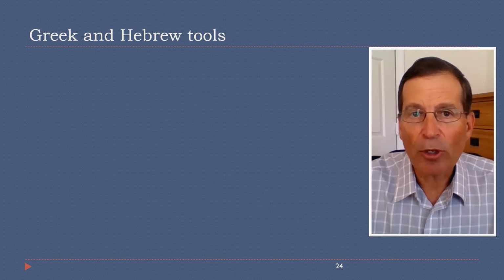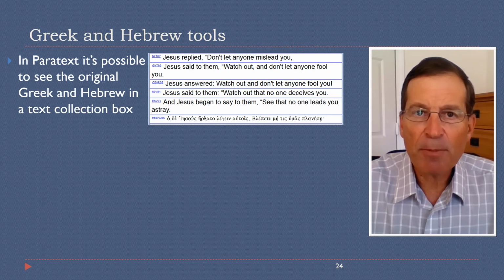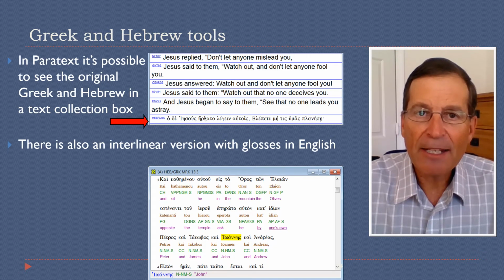The scriptures that we are translating were originally written in Hebrew and Greek. In Paratext, it is possible to see the original Greek and Hebrew in a text collection box. But unless you know Greek, that might not be so helpful. There's also an interlinear version with glosses in English, and this interlinear version can be more helpful if you don't know Greek so well.